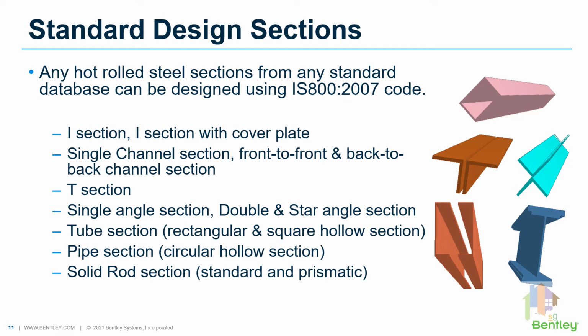Any hot rolled section assigned from the standard steel database can be designed using the IS 800 code. Standard I section or I section with cover plate, channel section, double channel section with different arrangements, angle section including double angle and star arrangement, and T section are the common types of section which can be designed. Also, hollow tube and pipe sections with square, rectangular or circular shape can be designed.